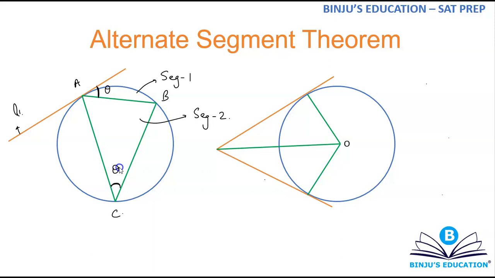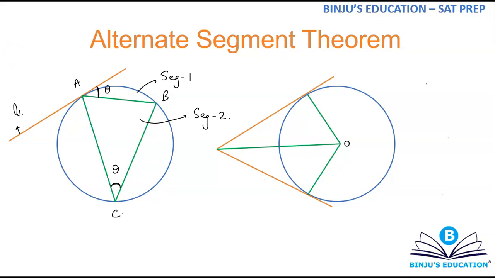So let me put this in simple words for you. AB is a chord. AB and this tangent L1 is making an angle theta in segment 1. If you pick any point in segment 2, provided that it lies on the circumference, and if you connect that point with A and B, then the angle formed will also be equal to theta degrees. So hence angle ACB is equal to theta degrees.